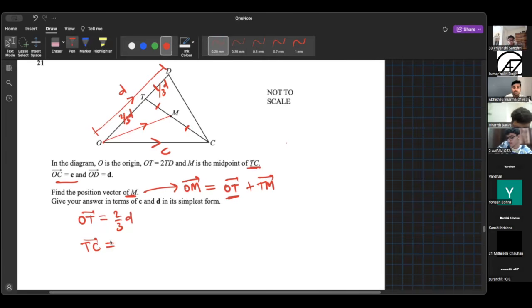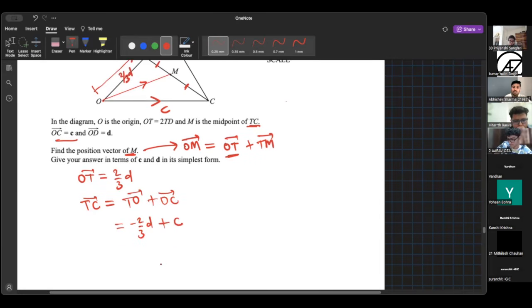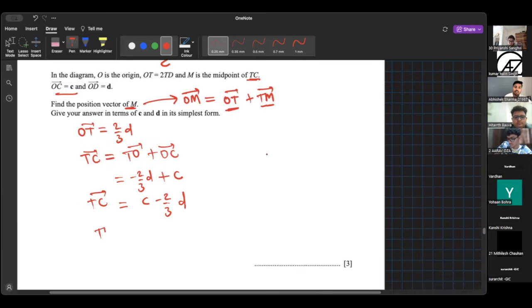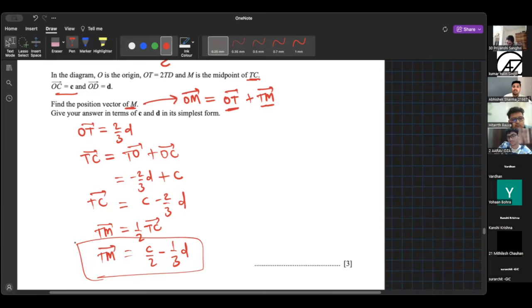So TC is going to be TO plus OC. TO is minus 2 by 3D because we are going in opposite direction. Plus OC is only C. So the answer will be C minus 2 upon 3D. That is TC. But we need TM. TM will be half of TC. Right? So we can write it as C by 2 minus 1 upon 3D. Right? This is TM. And we can use it here.